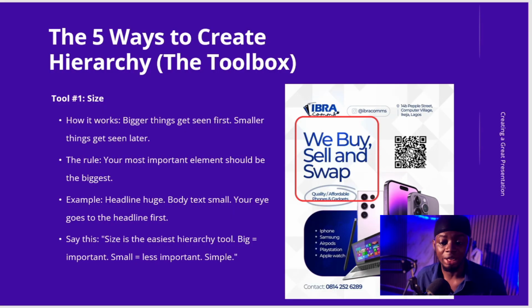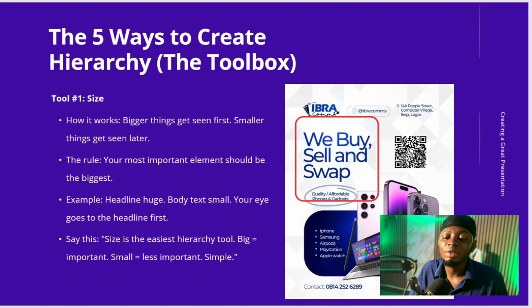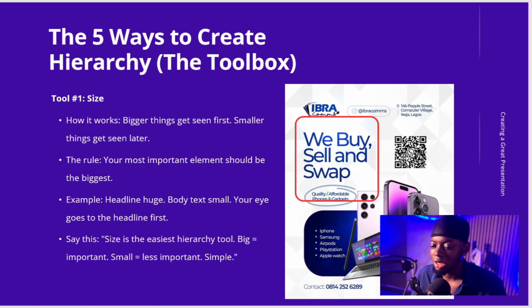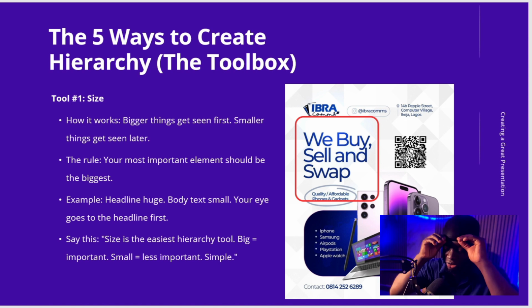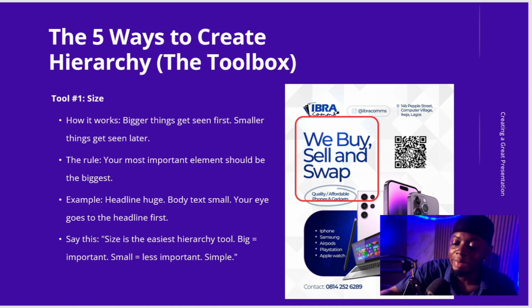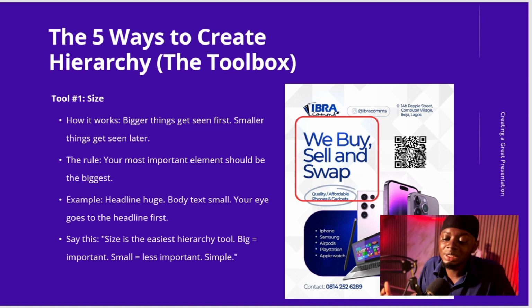Number one is size. You can create hierarchy with size. Hierarchy can come in sizes. According to the flyer you are seeing on this, we buy, we sell, and swap. So that is the first thing they are going to see. When they see we buy, sell, and swap, it can now bring them to understand, oh, what are you selling? What are you buying? And what are you swapping?